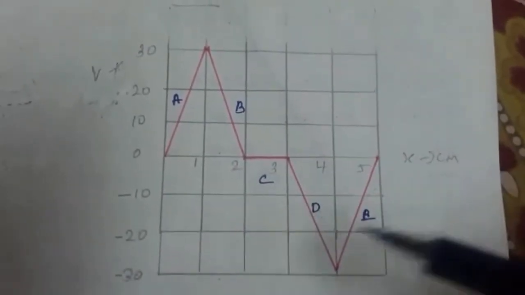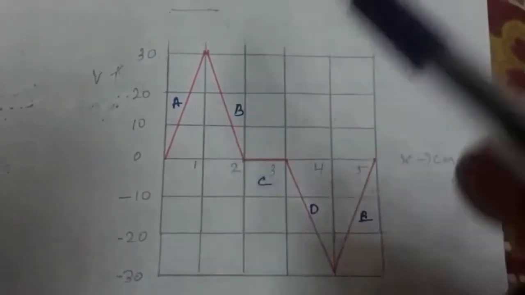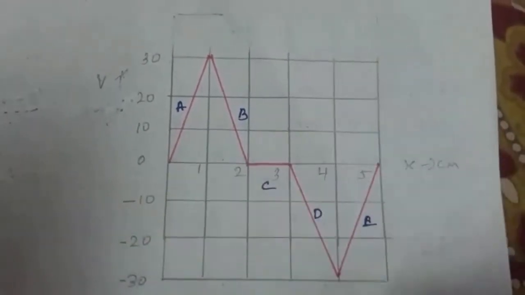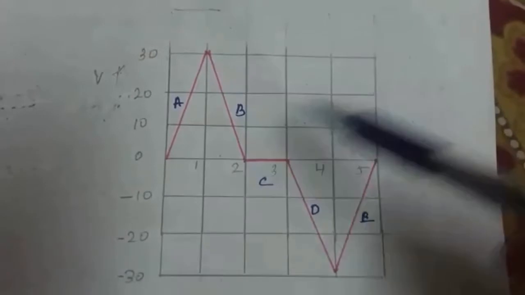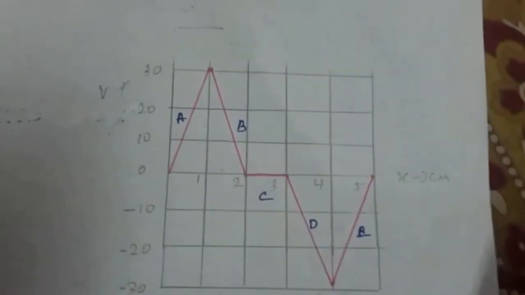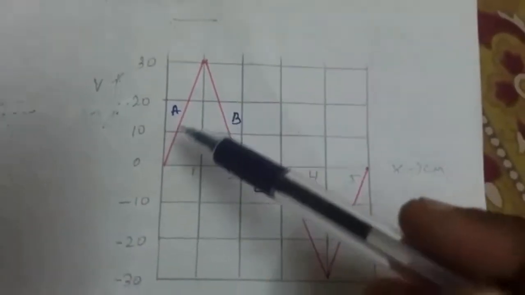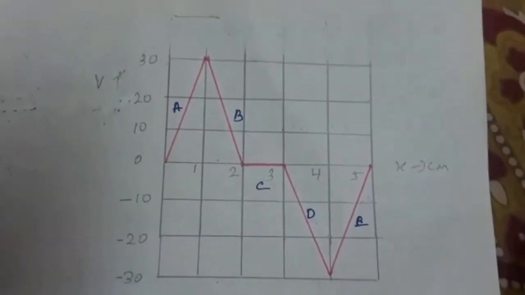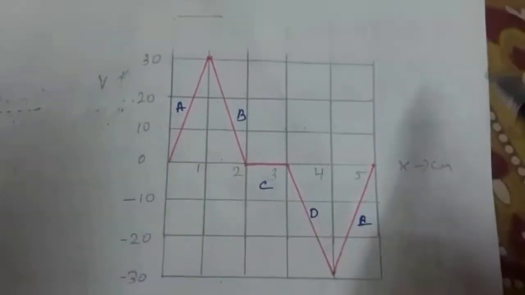Now in figure B, x-axis distance is taken, y-axis voltage is taken. In figure B we have to find out the electric field and plot it in the graph. For our convenience I am marking the regions as A, B, C, D and E. Now I am going to find out the electric field for region A.